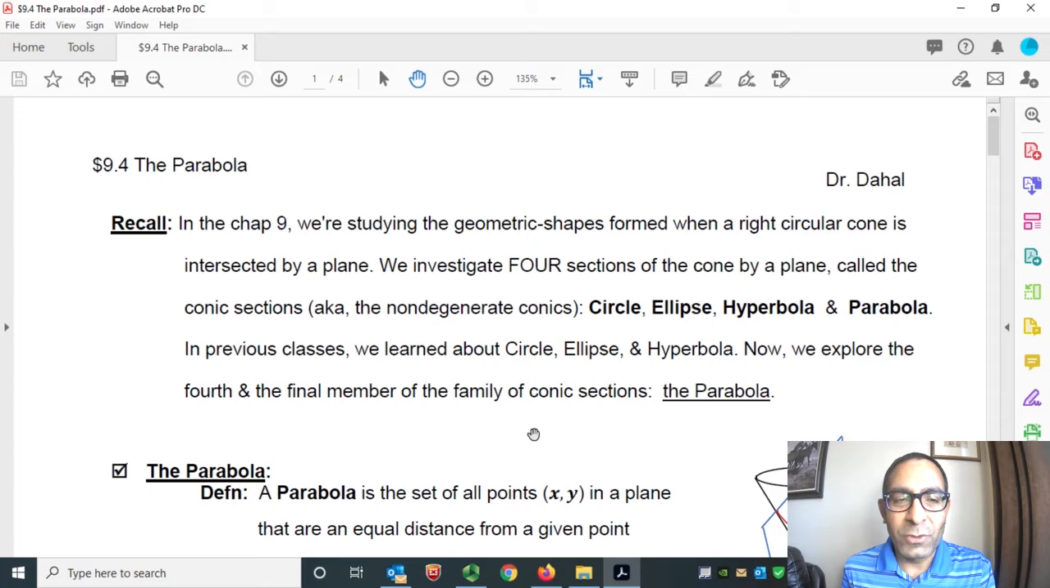In chapter 9 we are studying the geometric shapes formed when a right circular cone is intersected by a plane. We investigate four sections of the cone by a plane, called the conic sections. They are circle, ellipse, hyperbola and parabola. In previous classes we learned about circles, ellipses and hyperbolas, and now we explore the fourth and final member of this family of conic sections, the parabola.